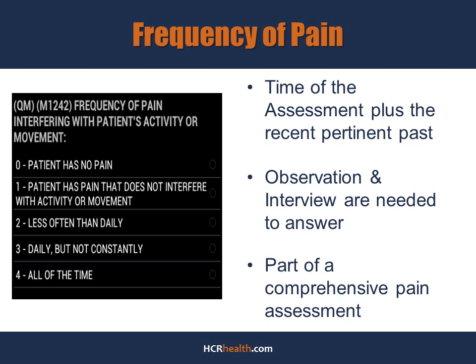M1242 inquires as to the frequency of the patient's pain and also collects information about whether the pain interferes with movement or activity. In order to answer this question correctly, you must consider the patient's pain at the time of the evaluation as well as the recent pertinent past. Because we need to consider the recent pertinent past as well, we're going to answer this question not only based on observation, but also on interview. We should be asking about the 24-hour cycle of pain, plus how their pain has been recently.